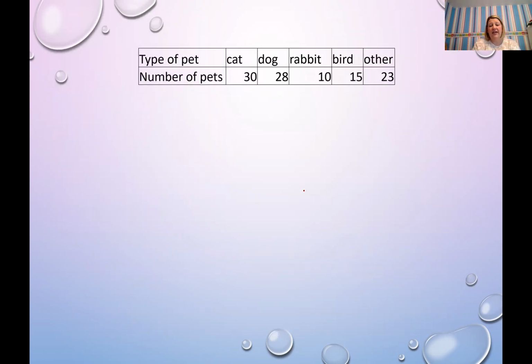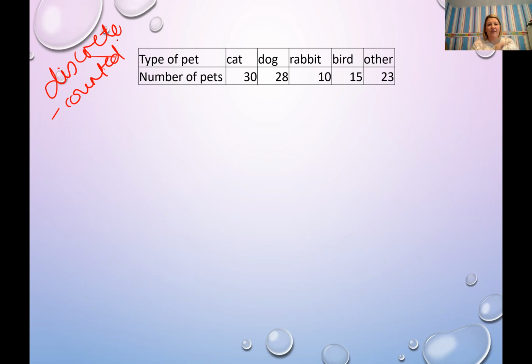So first, an example we've got here: I've got a type of pet and I've got the number of pets. So the first question I'm going to ask myself is, is the data discrete or continuous? So what do you think? Have a little think. Discrete or continuous? Okay, so this data is discrete, because it's being counted. If it was being measured, then it would be continuous, but it's being counted.